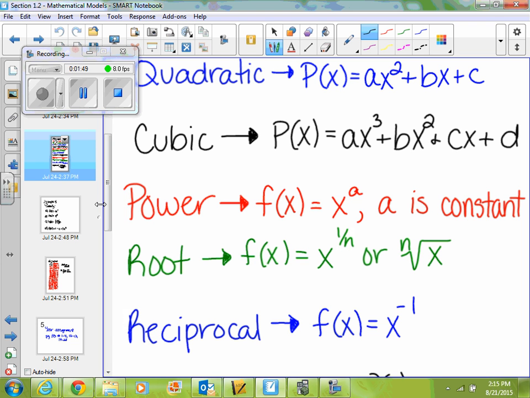A root function is any function with x to some exponent which is a fraction, or some type of root function, such as a cube root, 4th root, square root. A reciprocal function is a specific type of power function where your exponent is negative, so x to the negative 1.